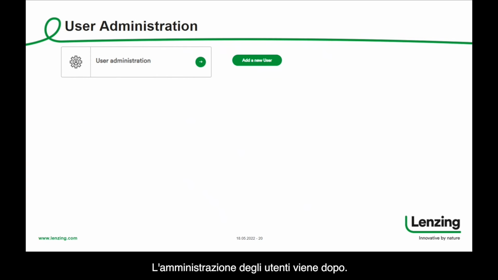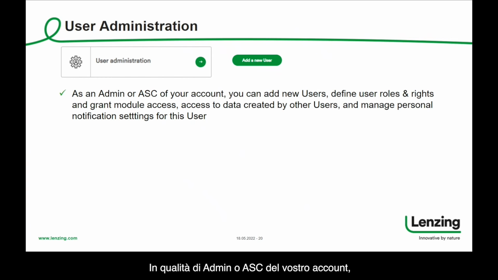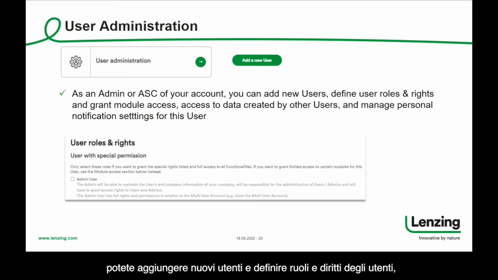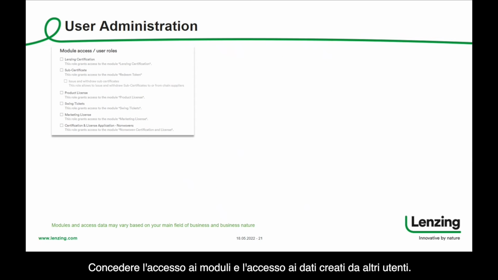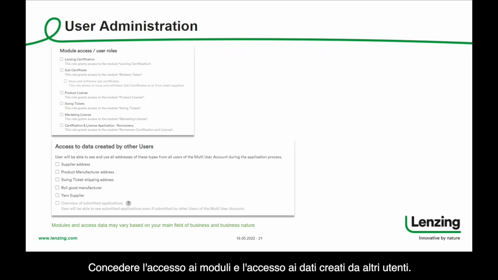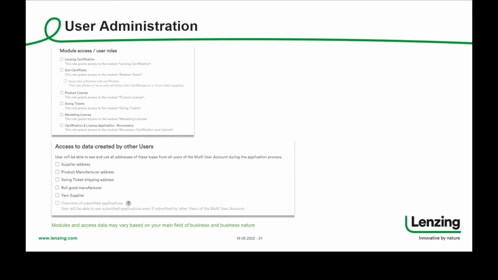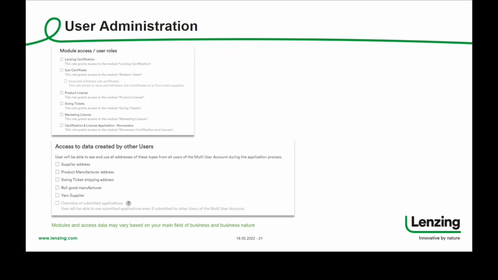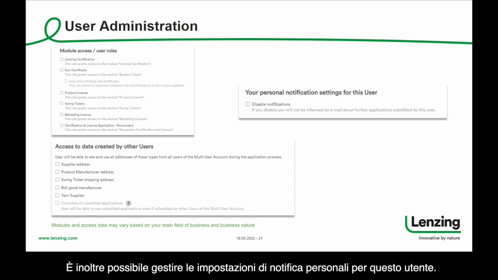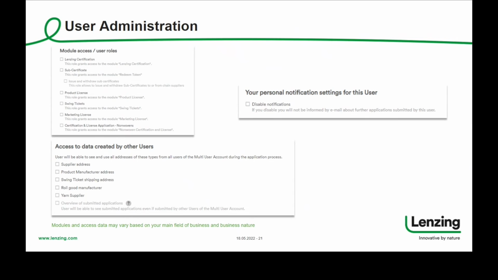User administration comes next. As an admin or ASC of your account, you can add new users and define user roles and rights. You can grant module access as well as access to data created by other users. Please note that the modules and access data may vary based on your main field of business and business nature. You can also manage personal notification settings for this user.